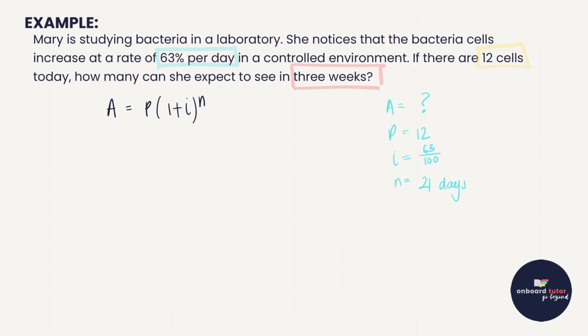Okay, so that's the big trick there, to make sure that you are adapting the formula to fit the information of this real life scenario. So 12 cells, 1 plus 63 over 100 to the power of 21. Let's calculate. I have a feeling we are going to end up with a large number of bacteria. So 1 plus 63 over 100 to the power of 21 gives us an answer there. Oh, that is huge. And this is why we need to wash our hands.